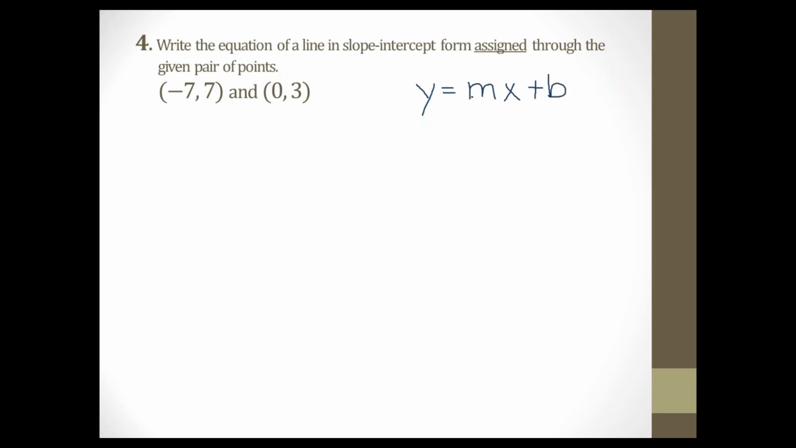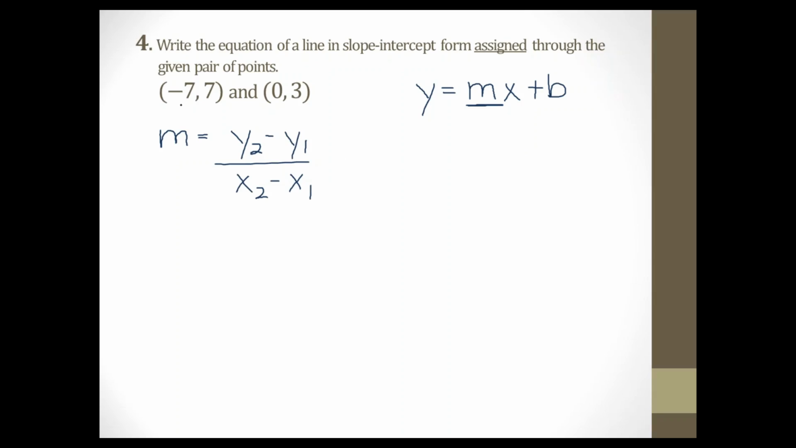That's the slope-intercept form. This is how I want my final answer to be. And I am given 2 points. So when we are given 2 points, we basically can use another formula and find the slope first. So the slope formula is m equals y2 minus y1 over x2 minus x1. So I hope you guys remember this formula.